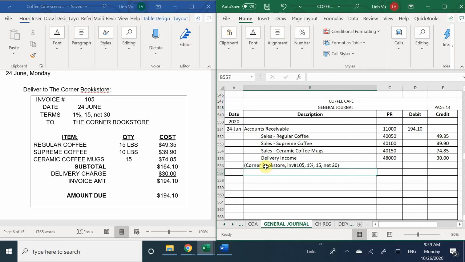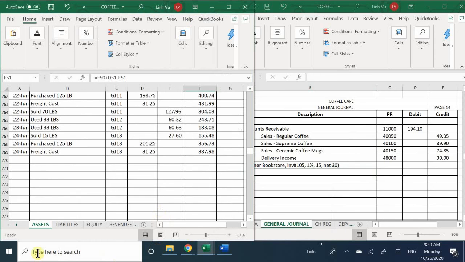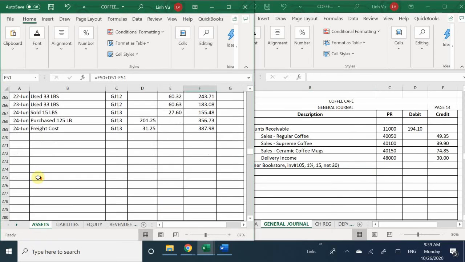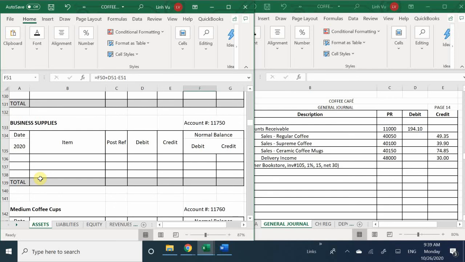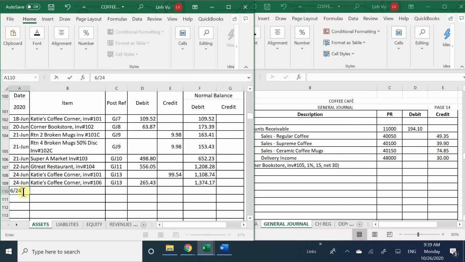Okay, so what's next after this? Then general ledger. So first things first, accounts receivable. Date and Corner Bookstore invoice number 105. GJ14. 194.10. Total comes to 1568.27. Yep.